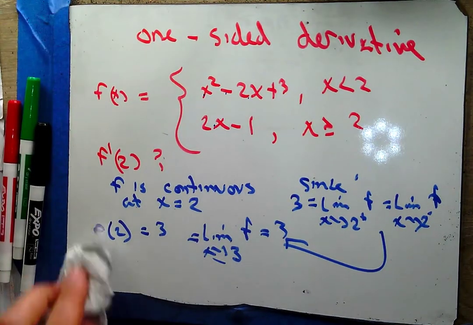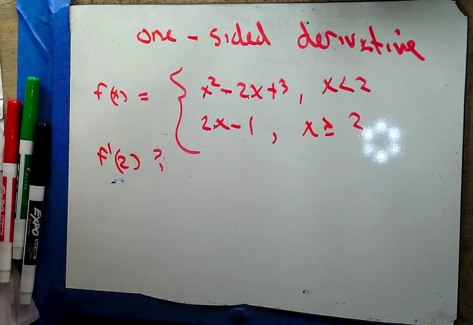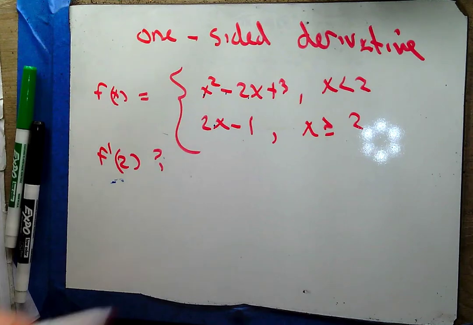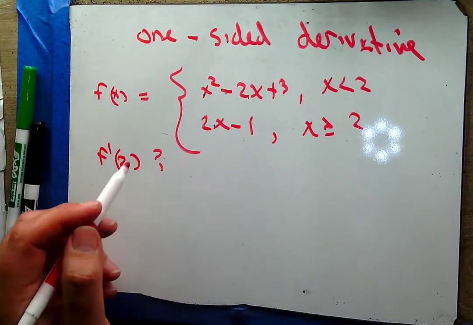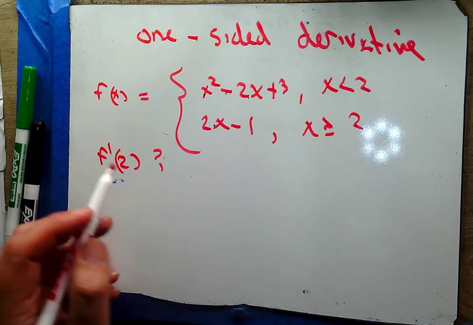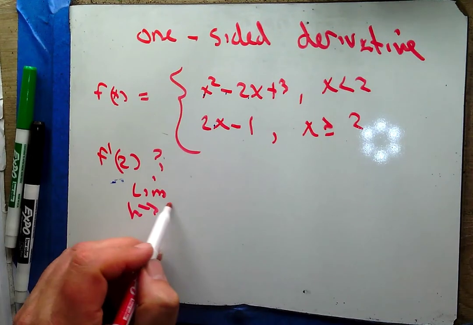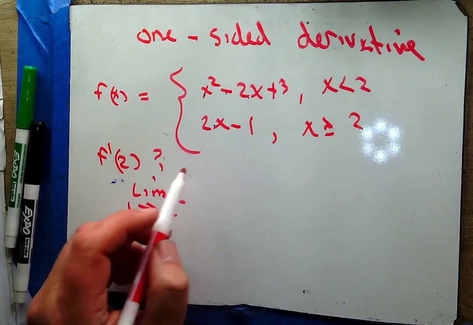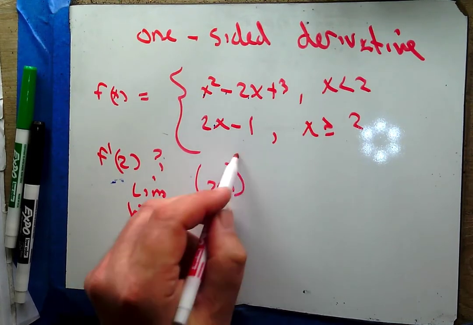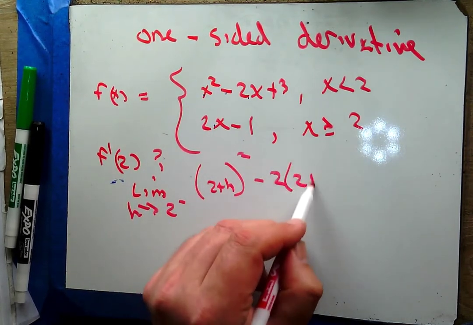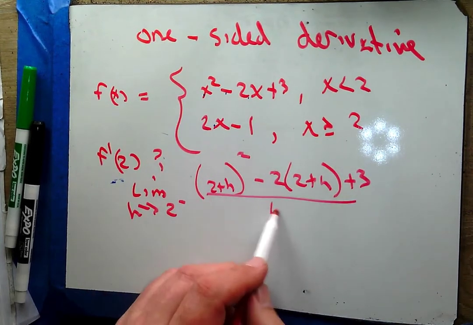We also need to know if the limit of the slopes are the same. So let's use our limit definition of the derivative to find the slope at x equals 2 for each piece. So how about the limit as h approaches 0 from the negative side of (2 plus h) squared minus (2 plus h plus 3) all over h.